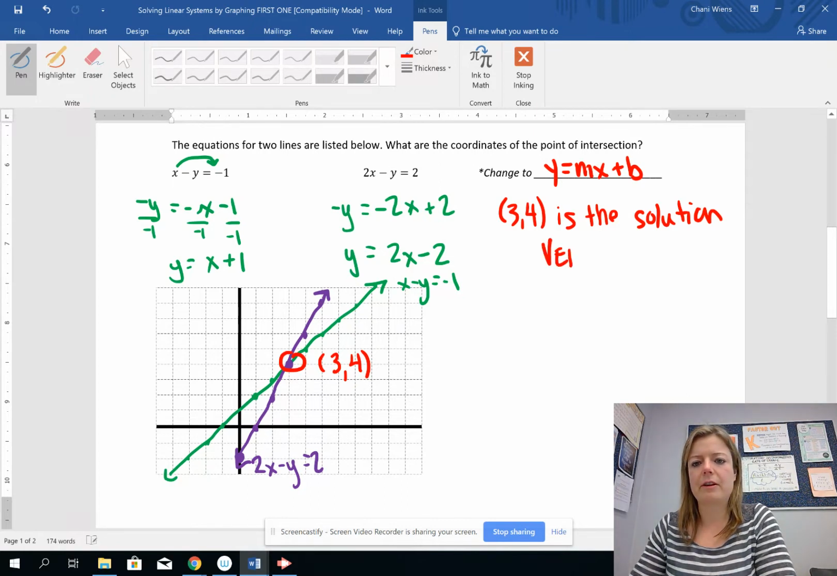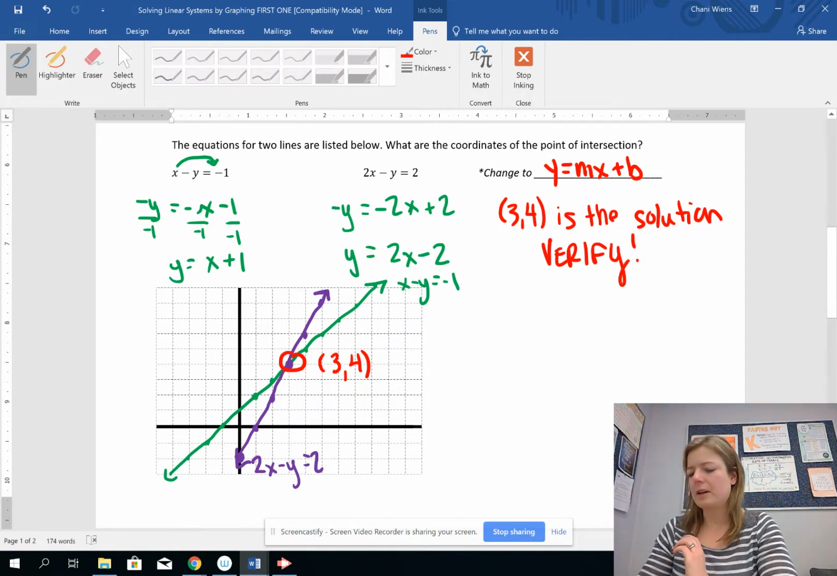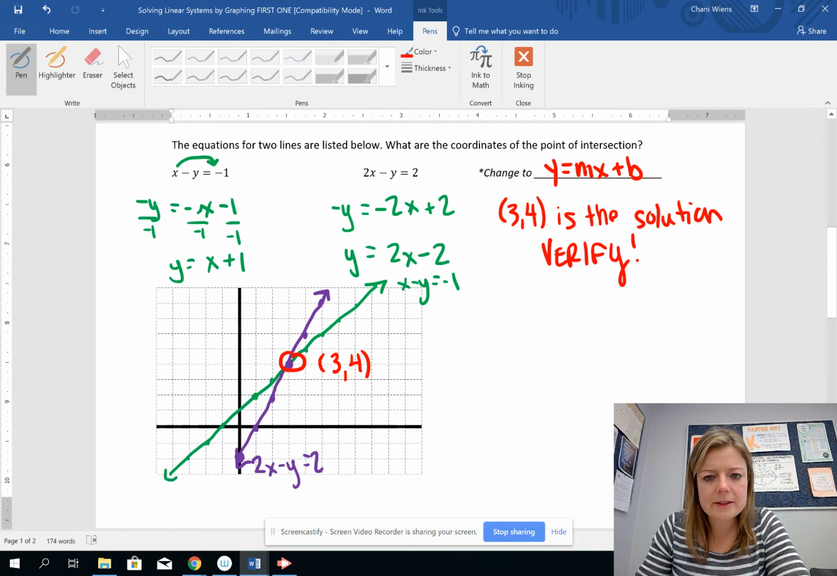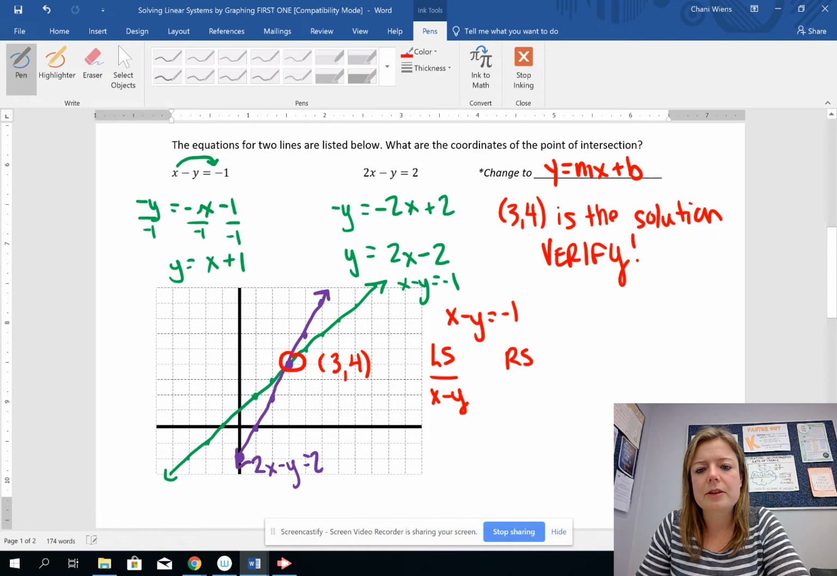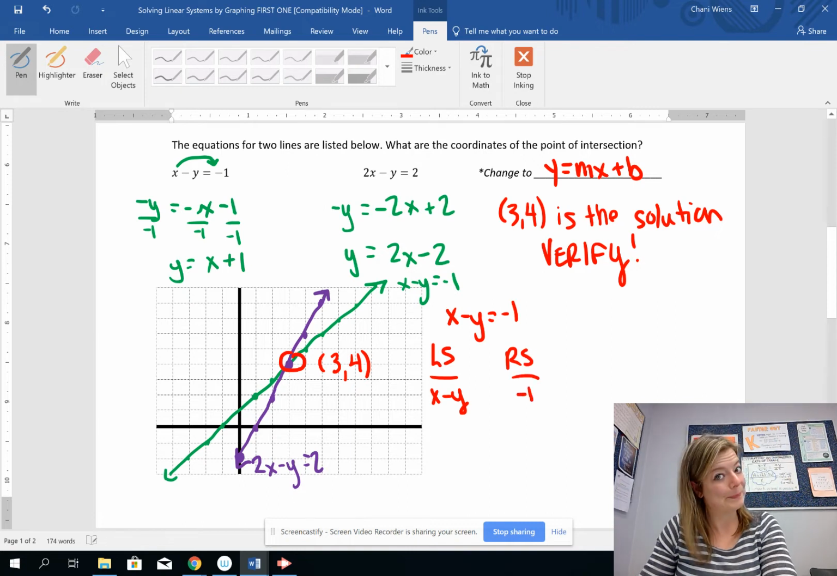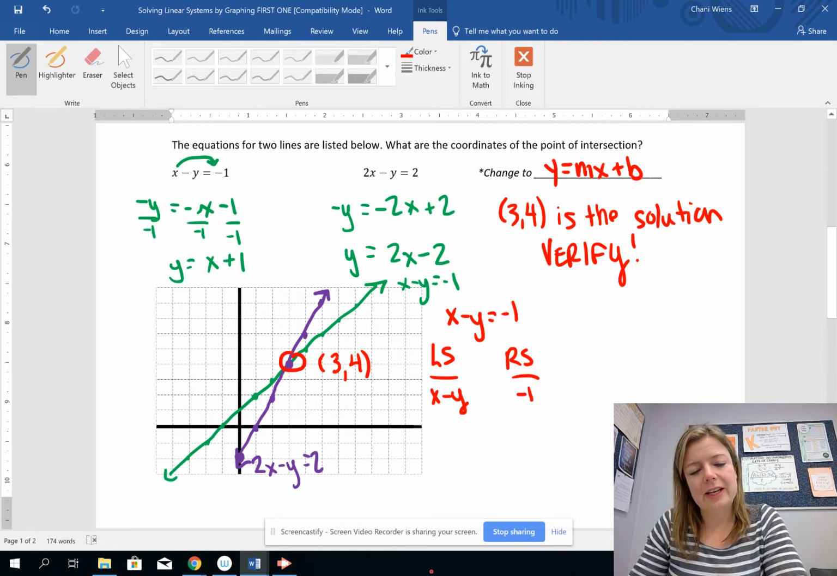Okay, so now we want to verify. All right, so we start with x minus y equals negative 1. Notice I am using the original equation and not my rearranged equation. Now, why do you think that is? It's because what if I made a mistake in rearranging it? I want to be able to find that mistake.